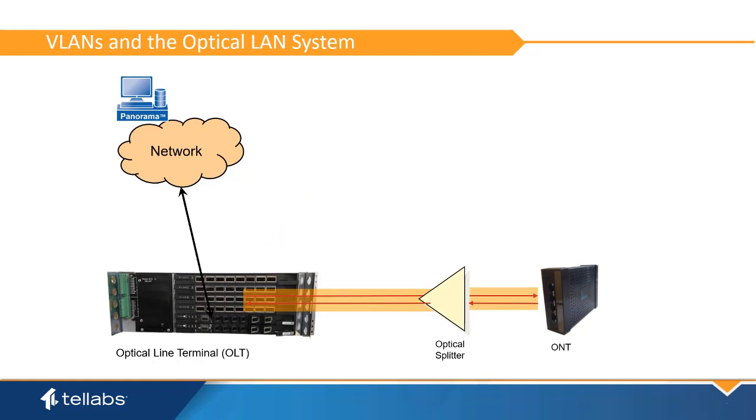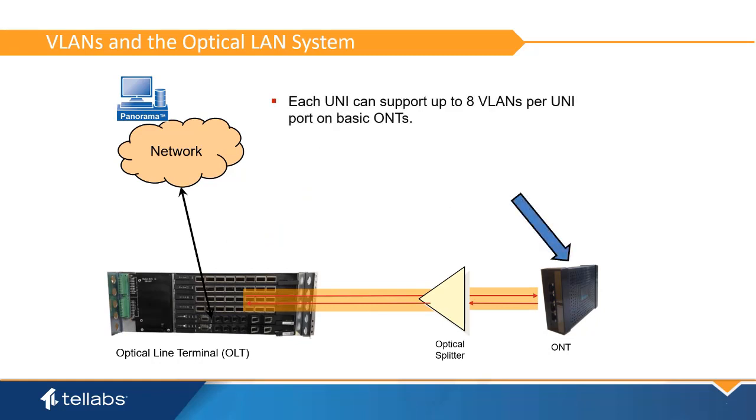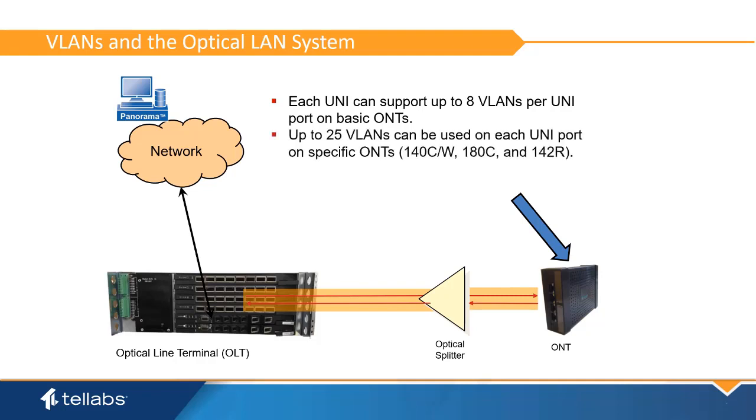All ONT uniports are capable of up to 8 services. That means that 8 different VLANs can be assigned to the same uniport, only one being untagged. In some circumstances, up to 25 VLANs can be assigned to a uniport. This extended VLAN trunking is only available on the ONT 140, 180, and the 142R.